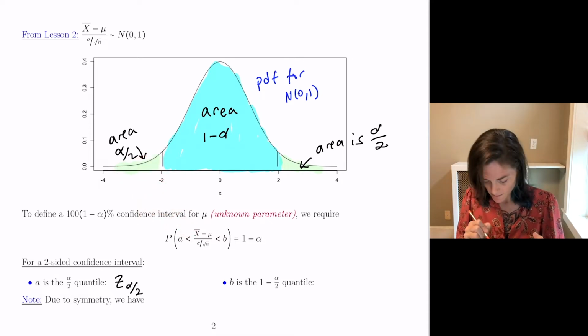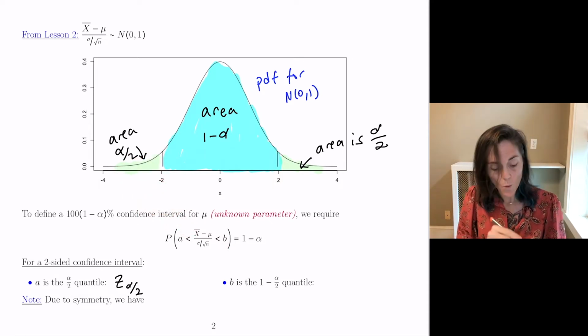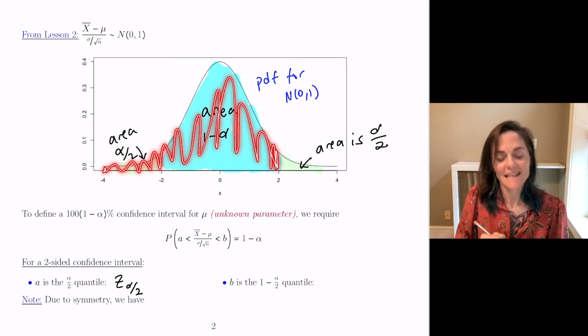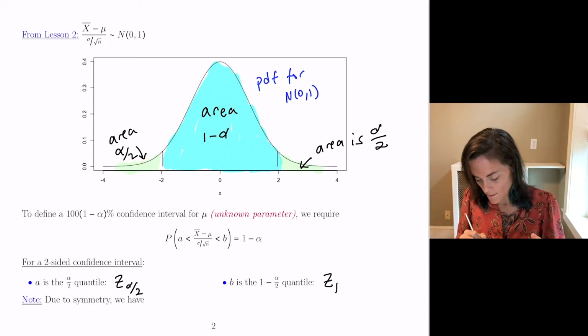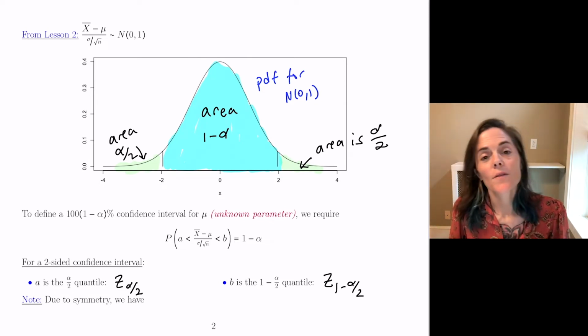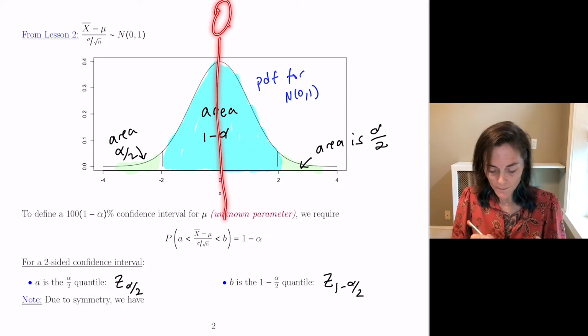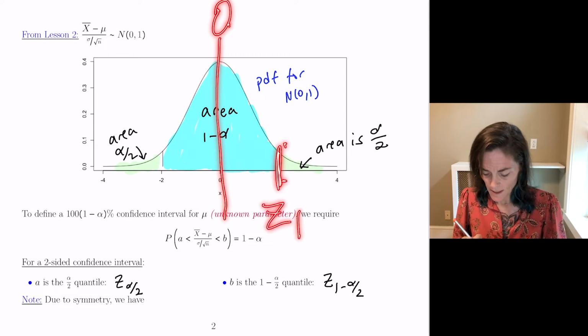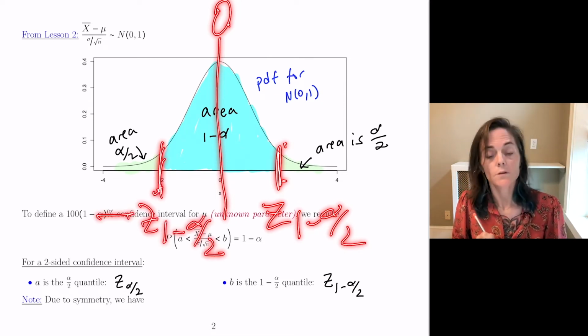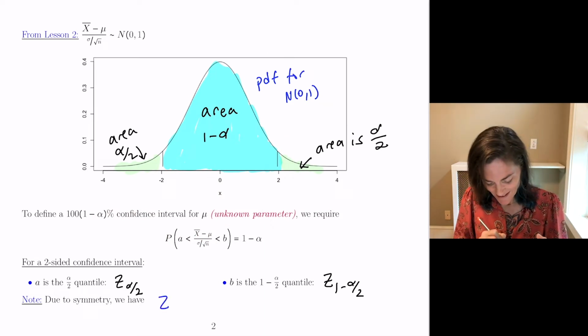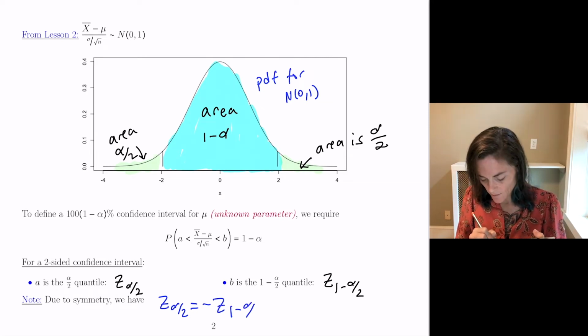And similarly, this b, which would be this here, is the 1 minus alpha over 2 quantile, which says this area down here is 1 minus alpha over 2. So I will write that as z sub 1 minus alpha over 2. Now there is symmetry to this beautiful standard normal curve. In particular, here's 0. And this number is positive. And this number is the negative of that. So I'm going to write this right now: this z sub alpha over 2, this quantile, equals negative z sub 1 minus alpha over 2.